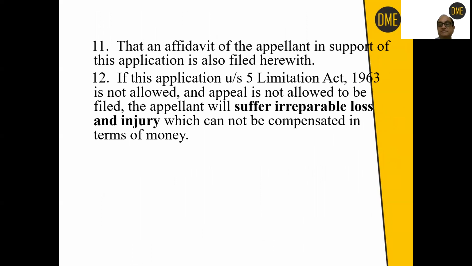Now again, as we have learned earlier, why your sufficient cause should be treated as sufficient and why your delay should be condoned, because the court has discretion not to accept your plea of sufficient cause. So you will have to mention in your application that if this application under section 5 Limitation Act is not allowed and appeal is not allowed to be filed, then appellant will suffer irreparable loss and injury which cannot be compensated in terms of money. This is the justification further which appellant is giving.